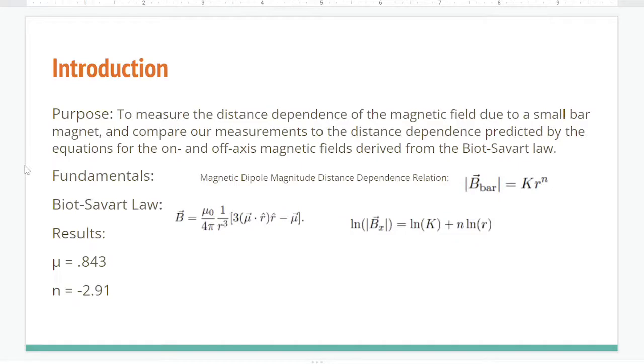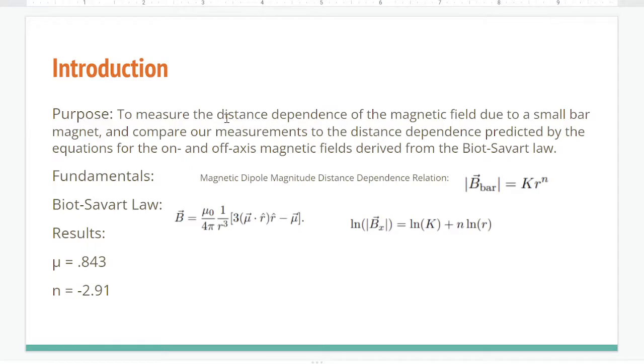So just as an introduction to this lab, the purpose was to measure the distance dependence of the magnetic field due to a small bar magnet, and then to compare our measurements in the real world to the distance dependence predicted by equations that we wrote in GlowScript VPython for the on and off axis magnetic fields derived from the Biot-Savart law.